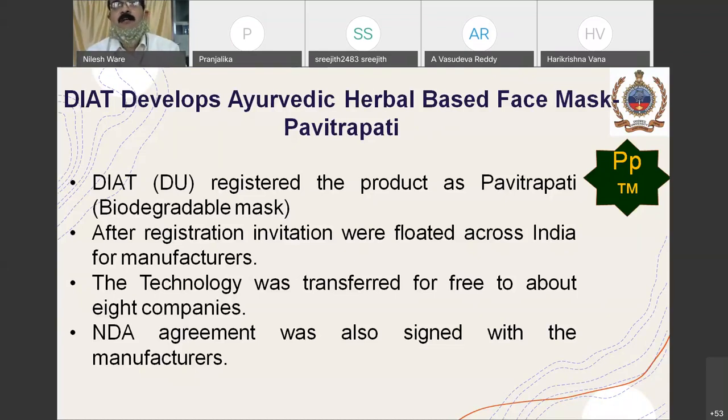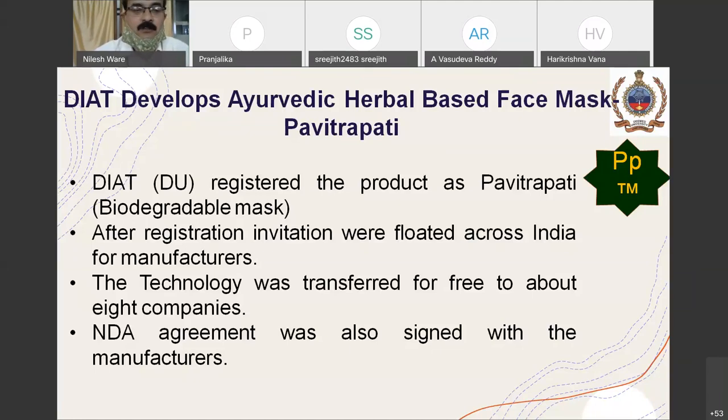I had a nice debate with one of the professors of technology management, Dr. Sumati Siddharth. And also thanks to my vice chancellor who gave me the permission that we should register this product and own it. It should be the DIAT product. I was very crafty. I'm repeating, the technology was developed by me and it is going to be transferred to someone. But before transferring it, DIAT is owning the property. I own Pavitrapati, the logo, the name, got registered. And it was floated across India for manufacturers.